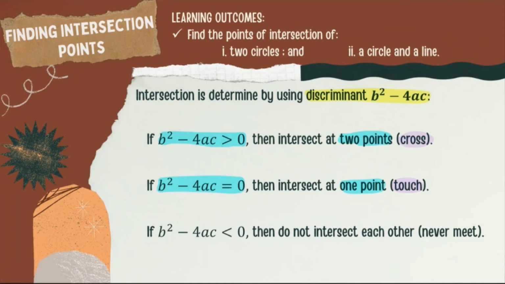Okay, but now if our discriminant is less than 0, which kita akan dapat negative value, so that means there will be no intersection antara dua circle tersebut ataupun dengan lain lah. So that means kalau perkataan lain diberitahu never meet.